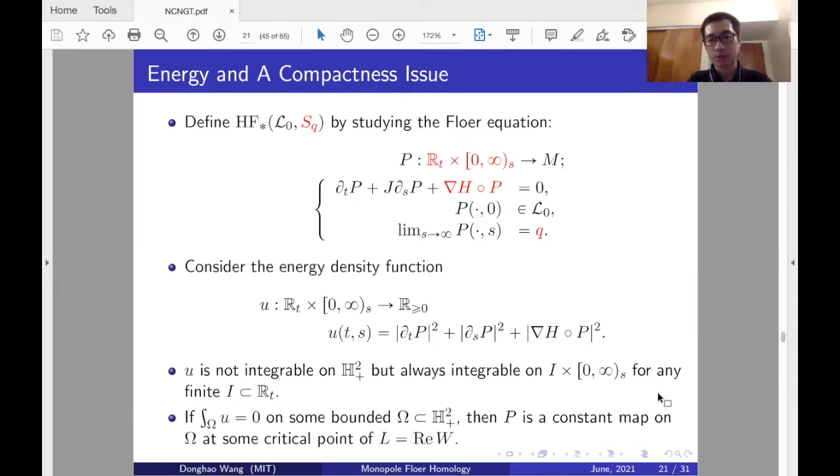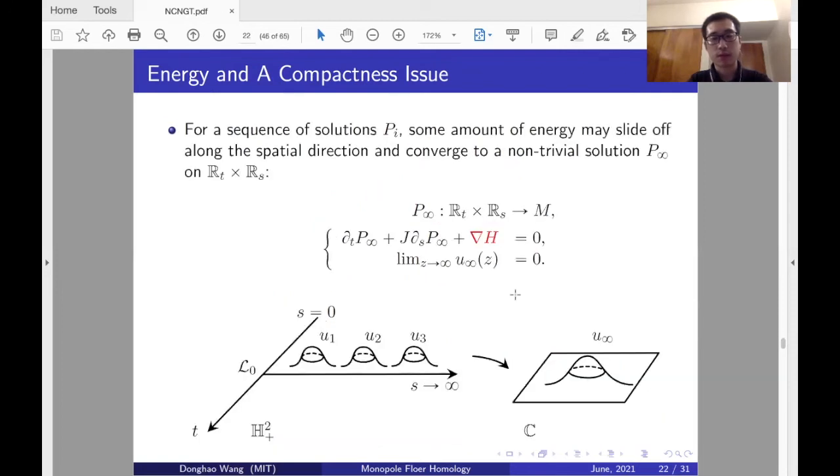The compactness problem will then arise if we consider a sequence of solutions Pi. In this picture here, I'm drawing the profile for their density functions. The problem is, although each function ui is required to decay to 0 as s goes to infinity, this convergence may not be uniform in this sequence.